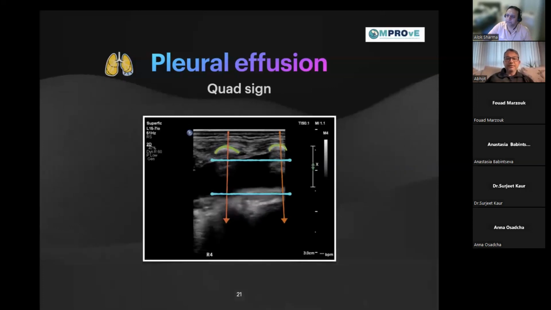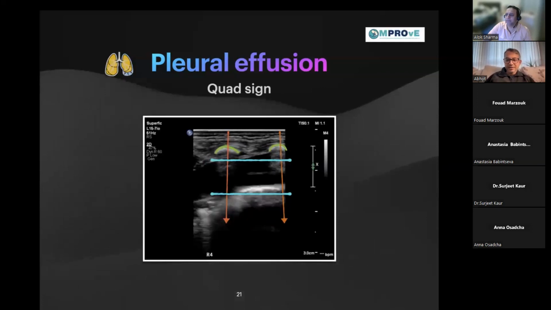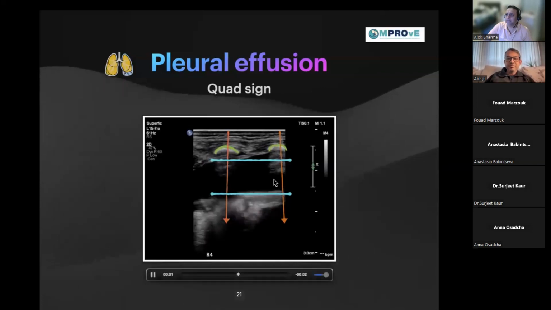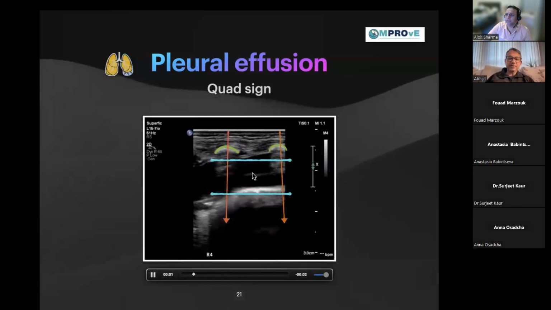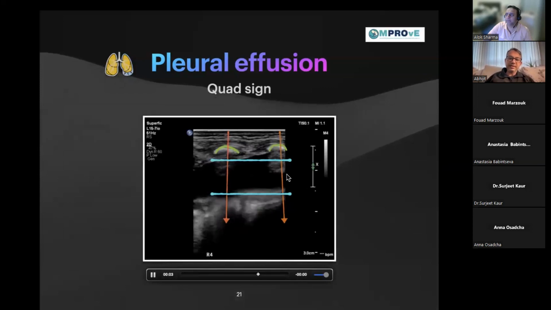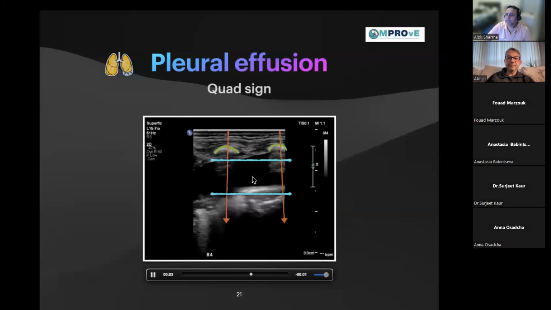I have told you in the last session as well, radiologists have very stretchy imaginations because they sit in front of the black and white picture all the time. So we try to imagine all sorts of things. So that's what the quad sign is. You're trying to imagine where the four borders are: two imaginary lines and then the parietal and visceral pleura. That's the quad sign for you.